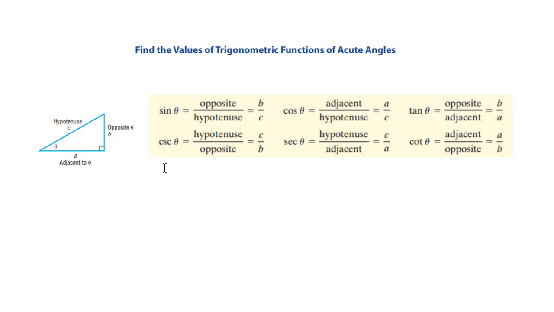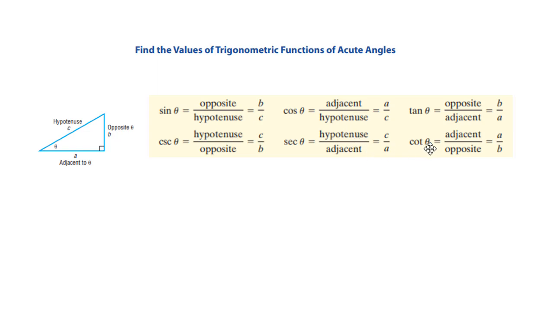The other three trigonometric functions are cosecant. Cosecant of theta is hypotenuse divided by opposite. Do you see the relationship between sine and cosecant? They're basically the same, but upside down. Hypotenuse divided by opposite, or C over B. Secant of theta, hypotenuse divided by adjacent, has the same relationship with the cosine. They are the same, but flipped.